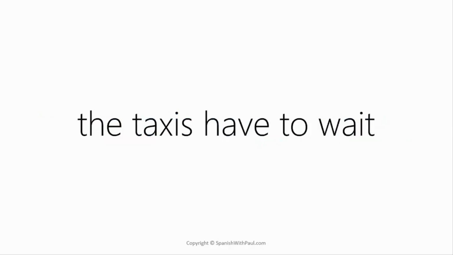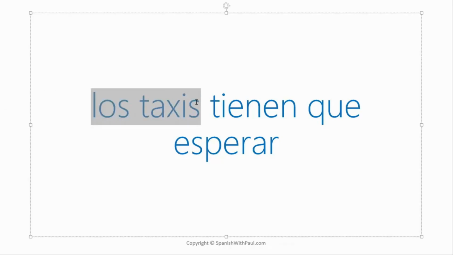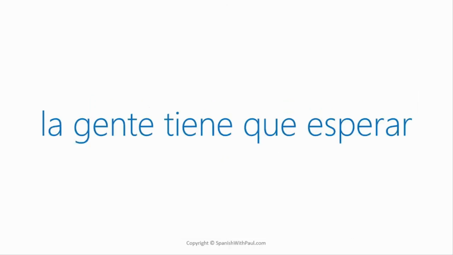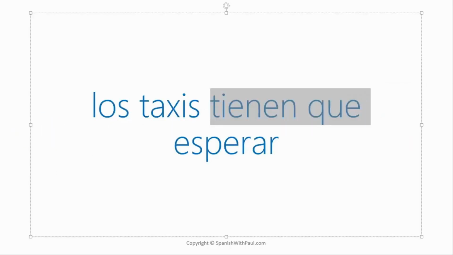The taxis have to wait. Los taxis tienen que esperar. Let's take a little time out here. So here we have a plural, los taxis. So we say the taxis, they have to wait. Los taxis tienen que esperar. But before we had the people have to wait, and it's treated as singular, la gente. And that's why we used tiene que esperar. So we have single with tiene que esperar and plural with tienen que esperar.